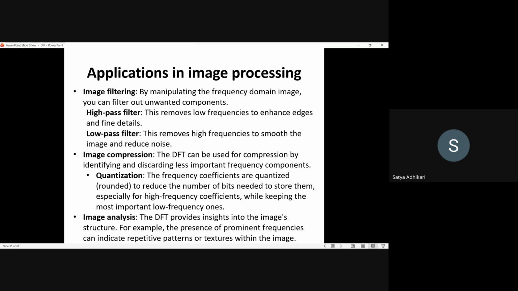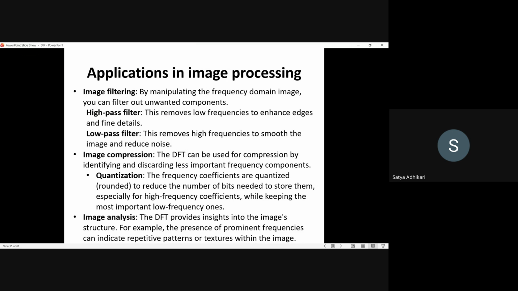Image compression. The DFT can be used for compression by identifying and discarding less important frequency components. So there is a process we know: quantization. The frequency coefficients are quantized to reduce the number of bits needed to store them, especially for high frequency coefficients, while keeping the most important low frequency ones.